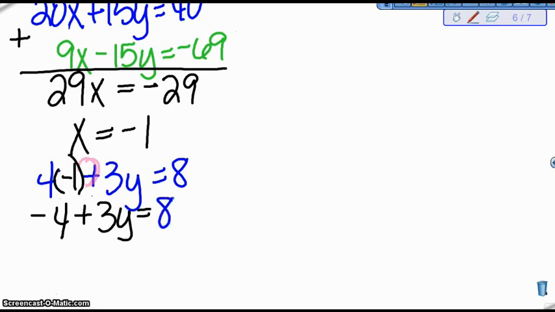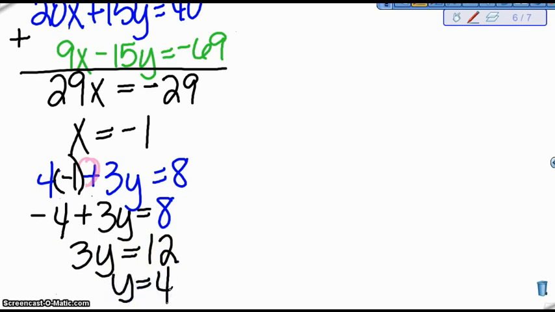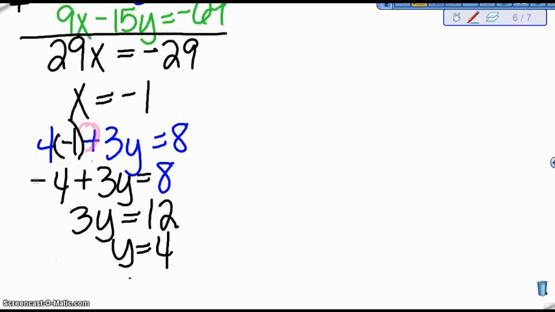Okay, and I want to add that 4 to both sides to move it. So this is going to turn into 3y is equal to 12. And now we have to divide both sides by 3 to get that y is equal to 4. And the last thing, as always, is to write this as an ordered pair. So your ordered pair here is going to be negative 1, comma, 4. And that's your solution.